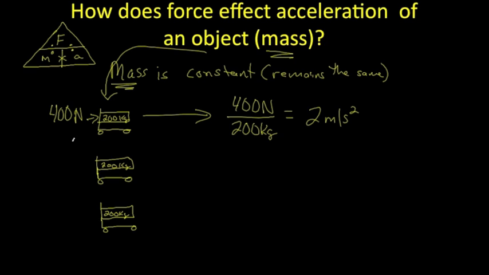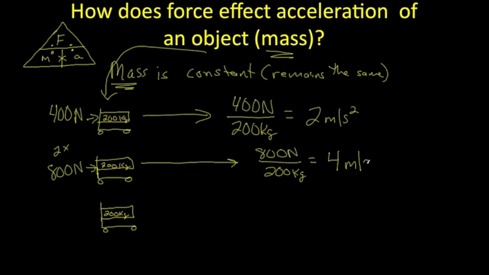Okay? Now, if we double the force, all right, so 400 times 2 is 800 newtons. So we're pushing the same cart twice as hard. Okay? If we calculate the acceleration, 800 newtons divided by 200 kilograms, you're going to find that that cart is accelerating at 4 meters per second squared. Remember, the mass is staying constant. The force is doubling.